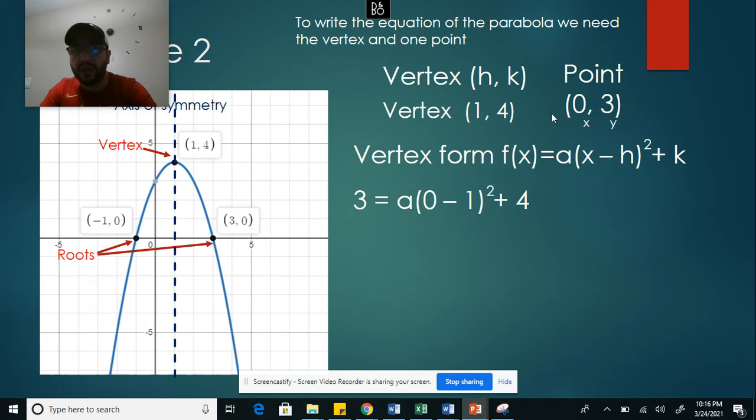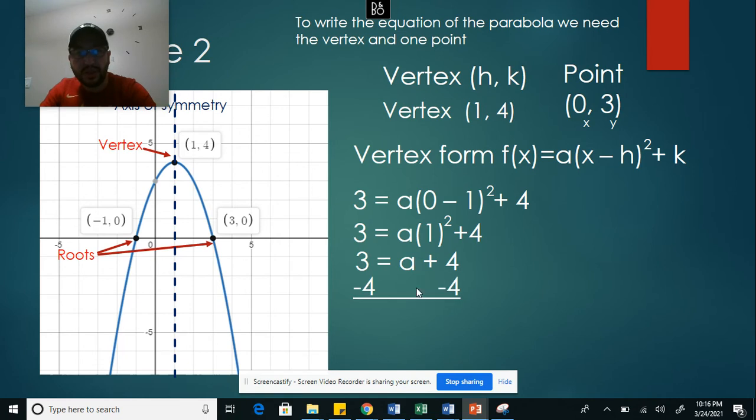And the a we don't know. X is 0 minus h, in this case is 1. So this, and plus k. Then simplify. -1 squared will be 1 squared. A times 1 will be a. And then solve this equation. -4 minus 4. A equals -1.